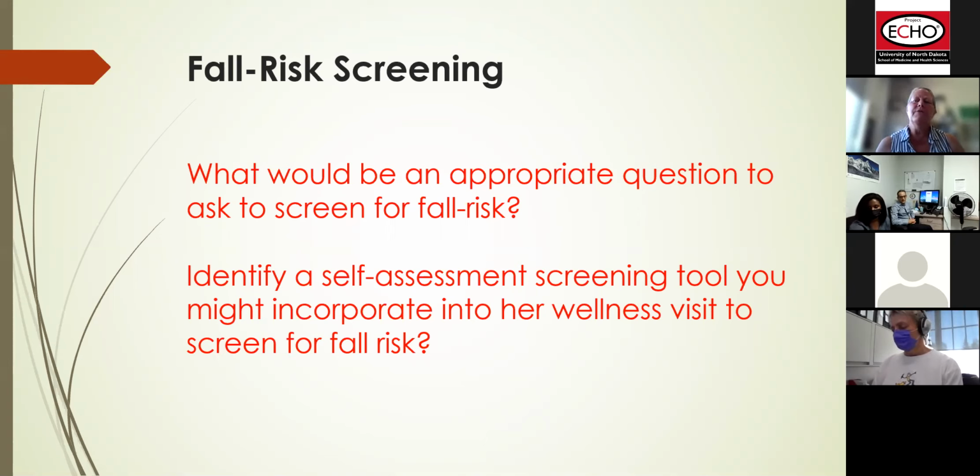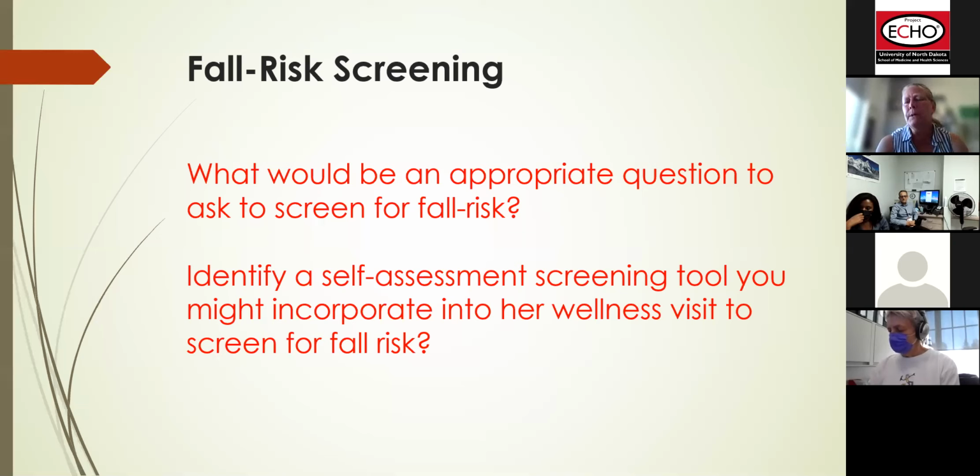So anybody have ideas of a screening tool that you might use to give you some objective data regarding her fall risk? Get up and go. Good one. Yeah, so there's the get up and go, which is the GUG, or the timed up and go. The Berg balance scale, yes, those would be very good.